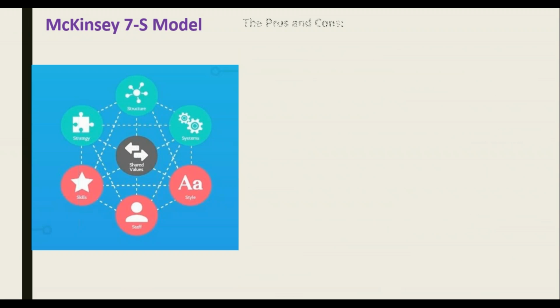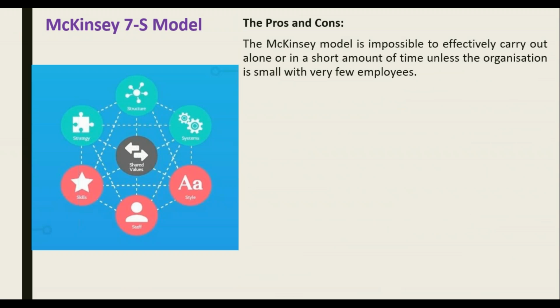The McKinsey model is impossible to effectively carry out alone or in a short amount of time, unless the organisation is small with very few employees, as the knowledge required to assess every element of the organisation and the capacity to allocate extra time and resources is unlikely to be present, and these are vital in order to build the overview and assess viable changes.